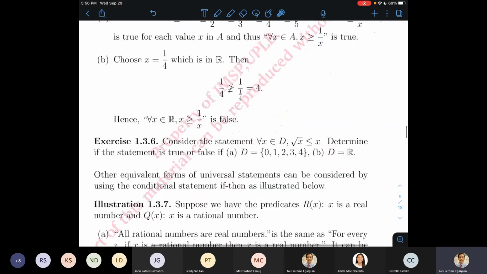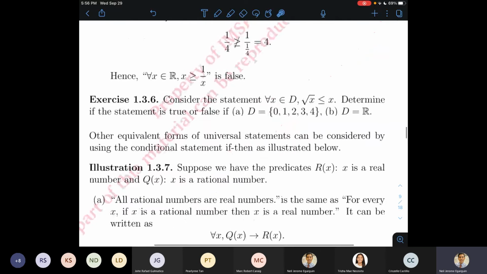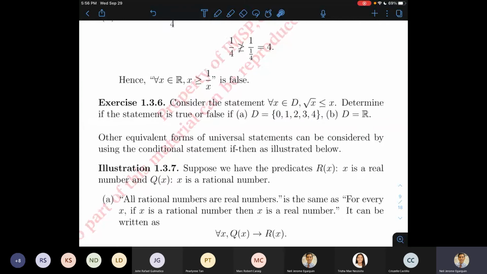Okay, let's try this one. Exercise 6. So here we have a universally quantified statement. For all x in the domain D, root of x is less than or equal to x. And then let's try. Totoo ba, true ba itong universally quantified statement? In case A, wherein your domain is the set {0, 1, 2, 3, 4}. Yes, Kit? Ang bilis ah.